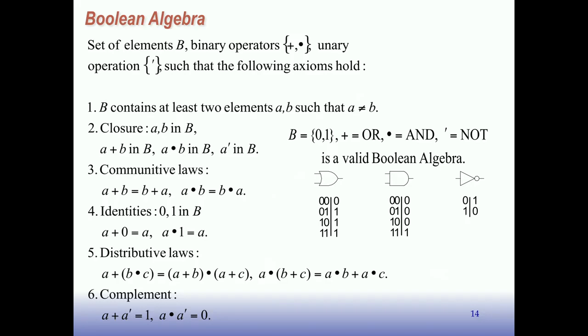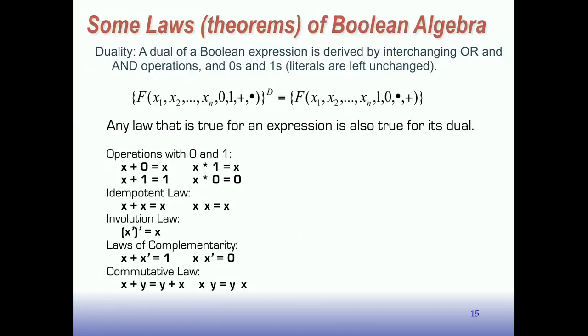Okay, so if we let the 2 elements of the Boolean algebra be 0 and 1, and let the plus be OR, the times be AND, and the apostrophe be NOT, then we have a valid Boolean algebra, the one that we are most familiar with. This is kind of a given. This goes all the way back to Boole and his mathematical systems. Based on these axioms, there's a set of theorems, you could call them laws of Boolean algebra.